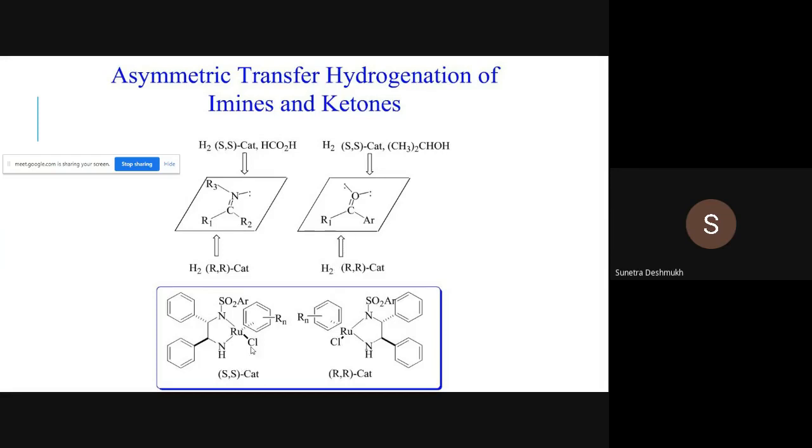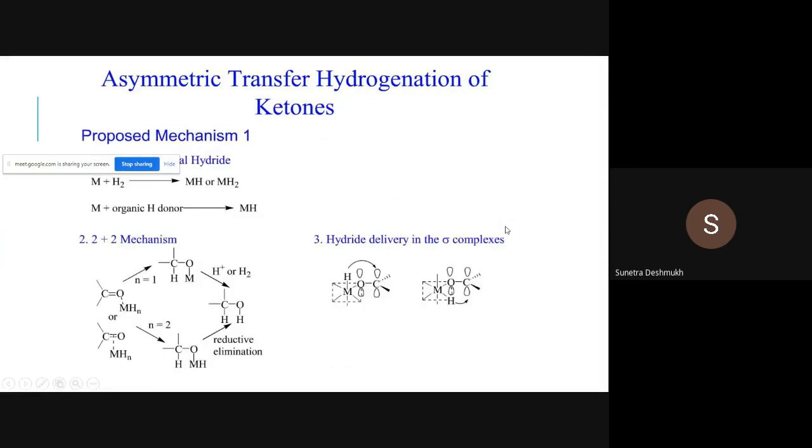So what are the catalysts I have reported here? Ruthenium containing catalysts. Proposed mechanism of transfer of hydrogens to ketones. Metal plus H2, this is the formation of a complex between the metal and hydrogen. Metal plus organic H donor, M-H2, a 2 plus 2 mechanism.